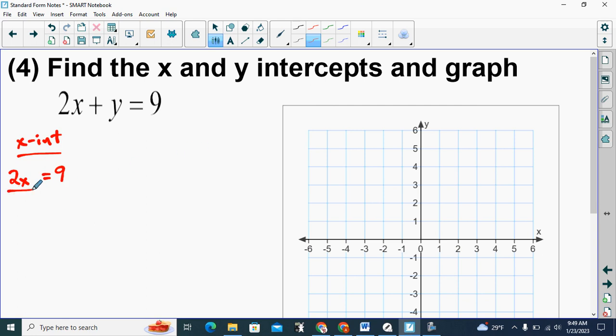2x equals 9. We divide both sides by 2, and we get x equals 9 over 2. Well, 8 over 2 is 4, and 9 over 2 is 1 more half than that. This is 4 1/2. So my x-intercept is 4.5 right there.